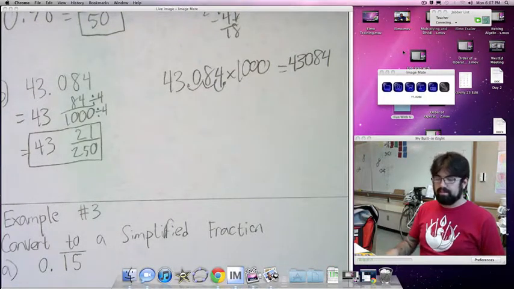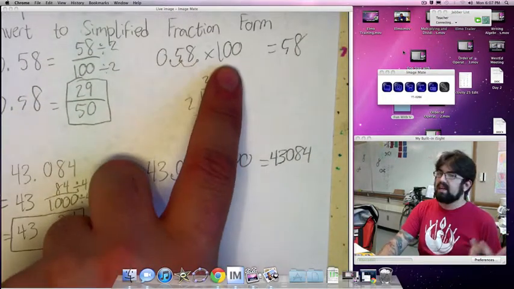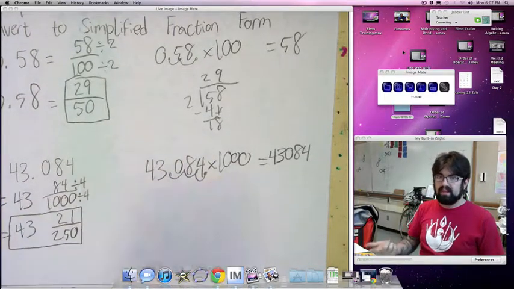Takes some getting used to. I always think about it like this. What do I times it by to get to a whole number? And that's pretty key.